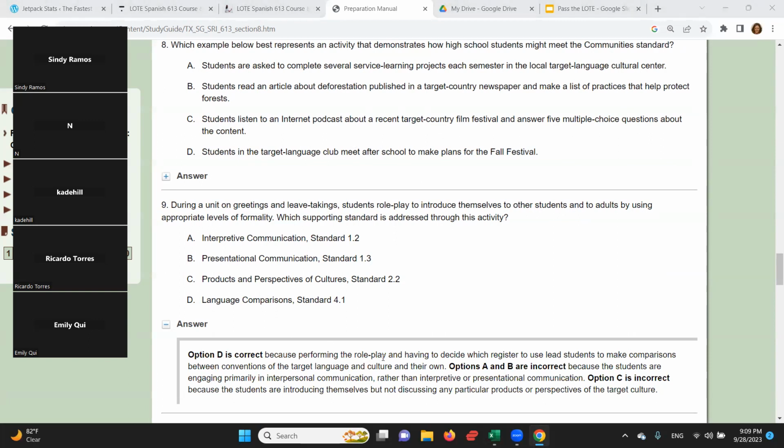And they say it's because performing the role play and having to decide which register to use, that's knowing to use tú or usted, leads students to make comparisons between conventions of the target language, culture, and their own. Okay, so it doesn't really sound like language comparisons to me, but we could also do process of elimination, right? A and B are incorrect because the students are engaging primarily in interpersonal communication rather than interpretive or presentational. Okay. So it doesn't really fit. C is incorrect because the students are introducing themselves, but not discussing any particular products or perspectives.